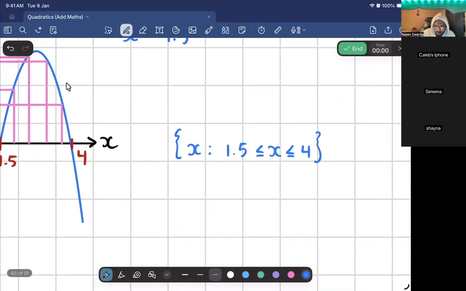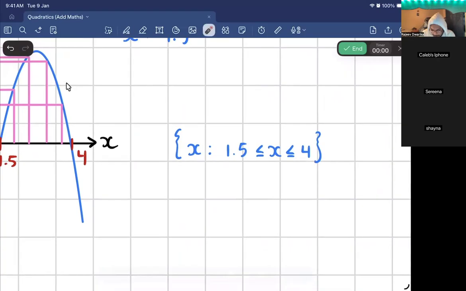Now, Serena, you're probably confused, right? Because when you look at this, it doesn't really look like it's in between, does it? Because you're seeing less than or equal to and less than or equal to. That's probably confusing. A little bit, yeah.